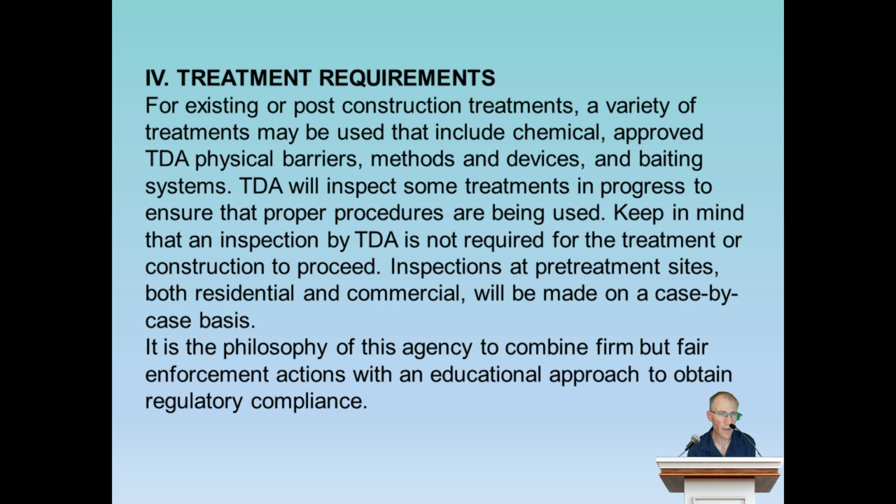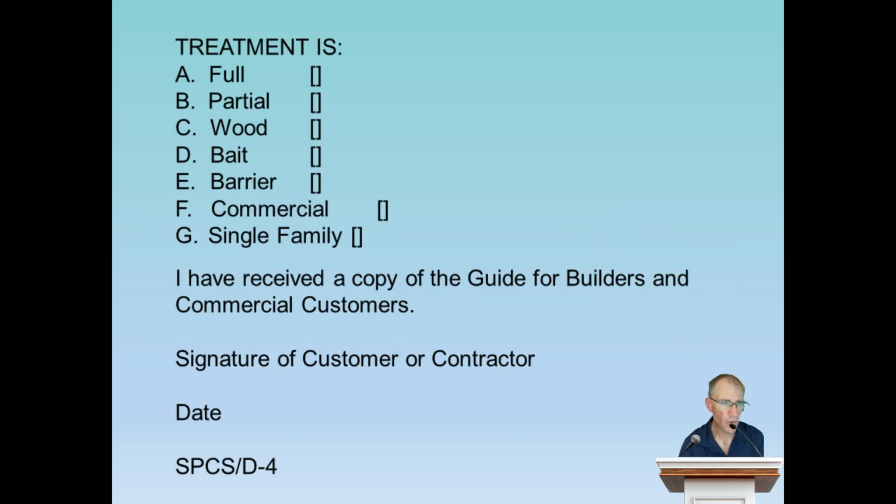It is the philosophy of this agency to combine firm but fair enforcement actions with an educational approach to obtain regulatory compliance. Treatment is A. Full, or B. Partial, or C. Wood, or D. Bait, or E. Barrier, or F. Commercial, or G. Single family. I have received a copy of the guide for builders and commercial customers, signature of customer or contractor and date. This is what the customer would have to sign when a termite pretreatment is performed.